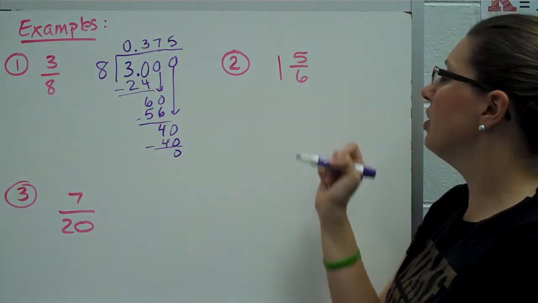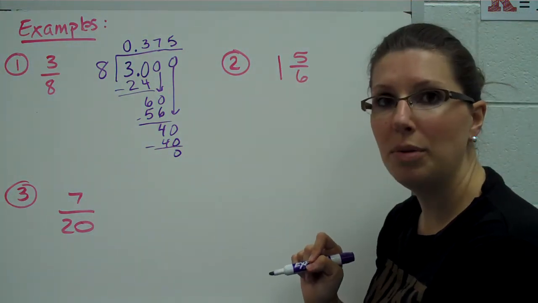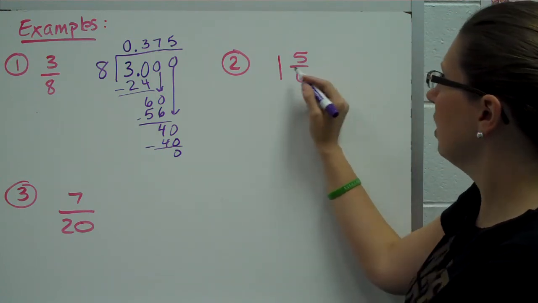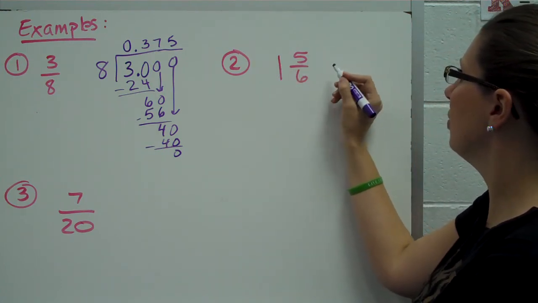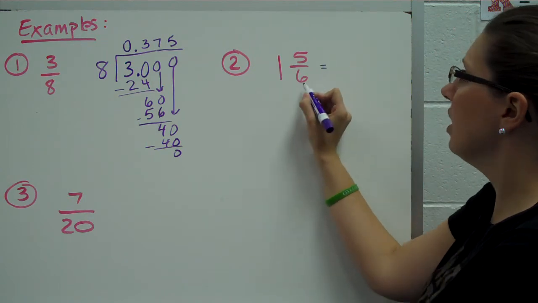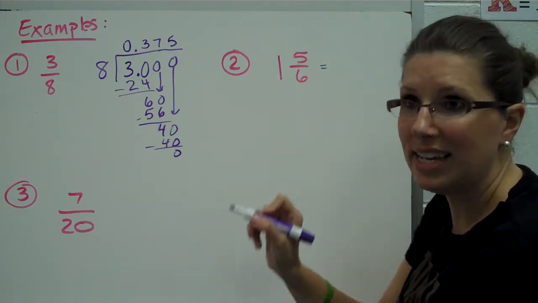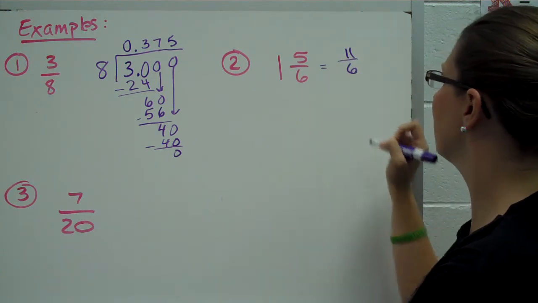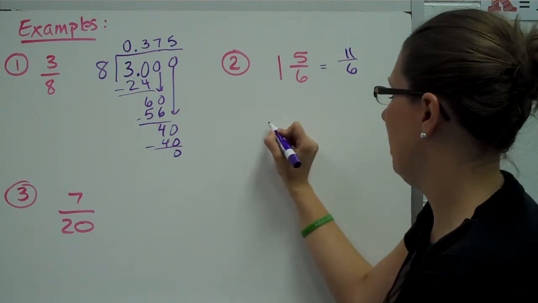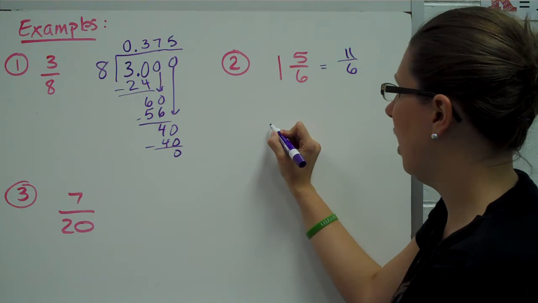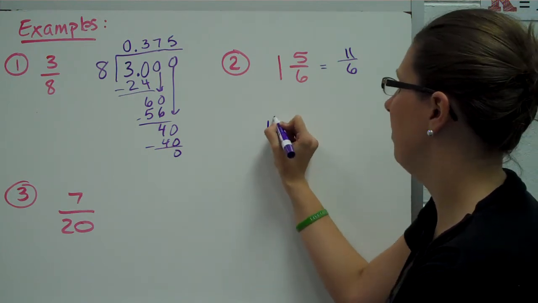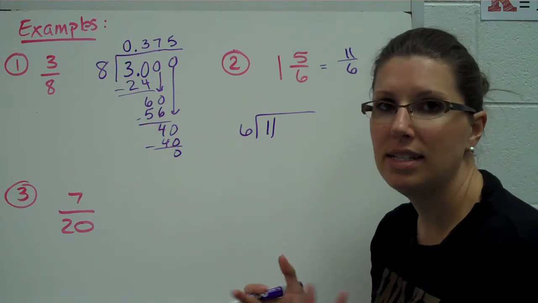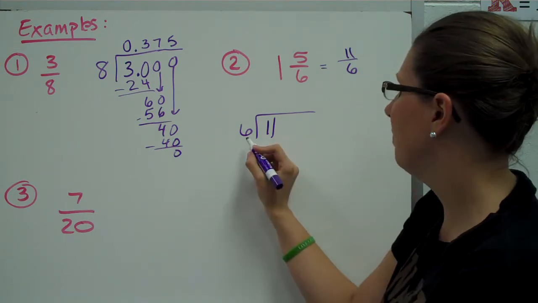With example number 2, there's a couple of ways you can do this. You can change this 1 5/6 to an improper fraction. 6 times 1 is 6, plus 5 is 11. You can change it to 11/6 and use long division from there. So 11 divided by 6. I suggest this method. It's the easiest, it's the quickest.